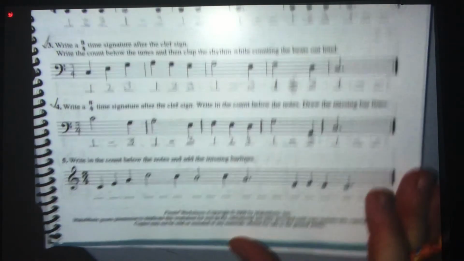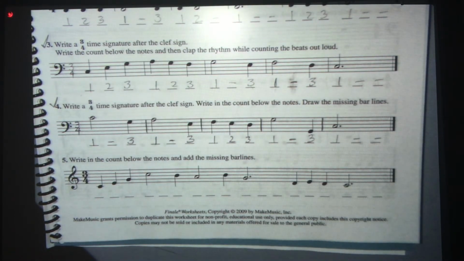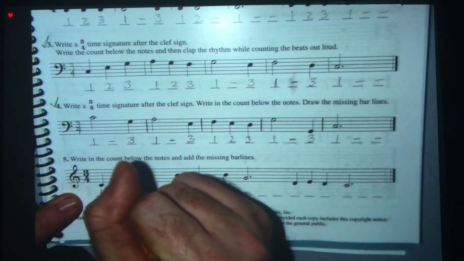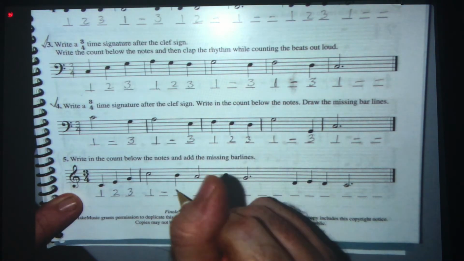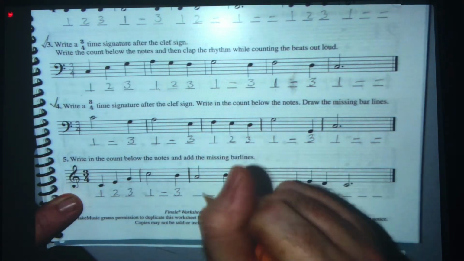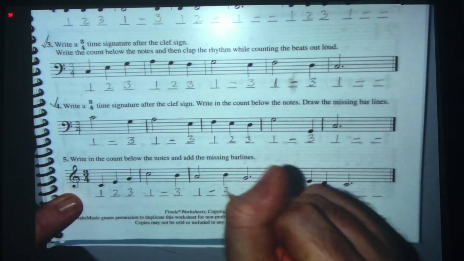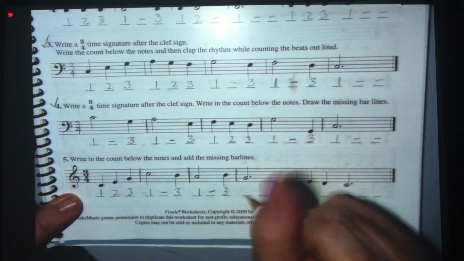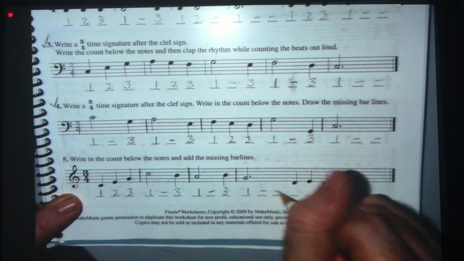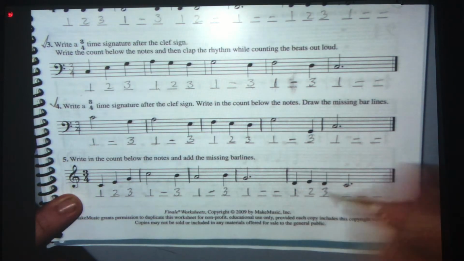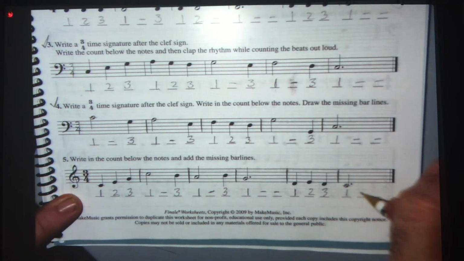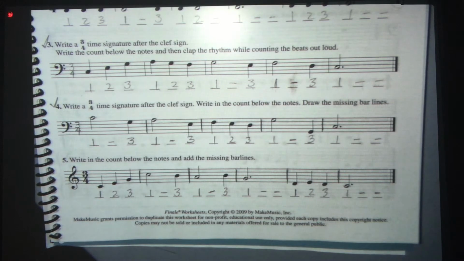Number 5. Let's put that in focus. Write in the count below the notes and then add the missing bar line. So this will really tell me if you understand this. 1, 2, 3, bar line, 1, dash, 3, bar line, 1, dash, 3, bar line. There's our favorite dotted half note. 1, dash, dash, bar line, 1, 2, 3, bar line, 1, dash, dash, and you're done.